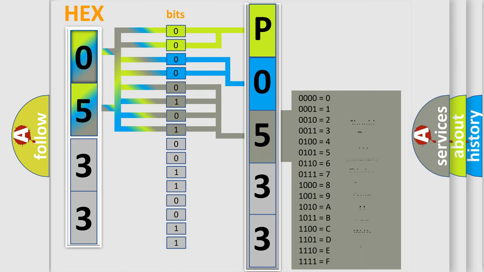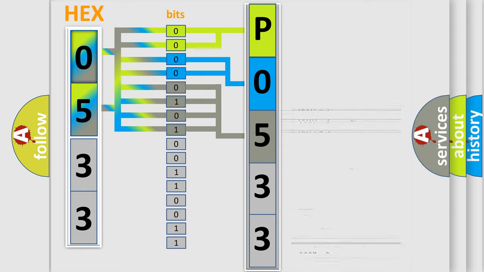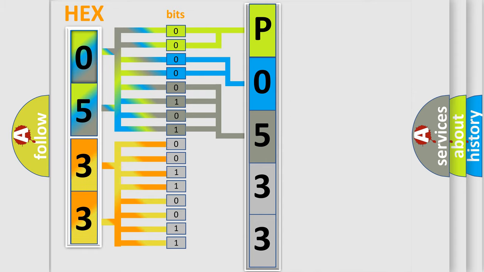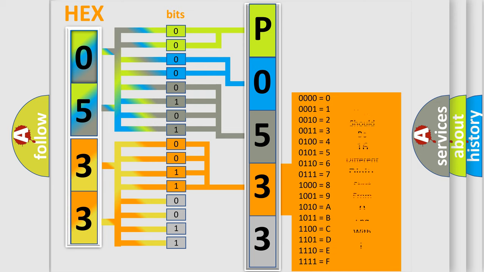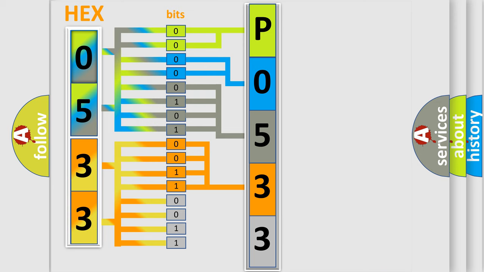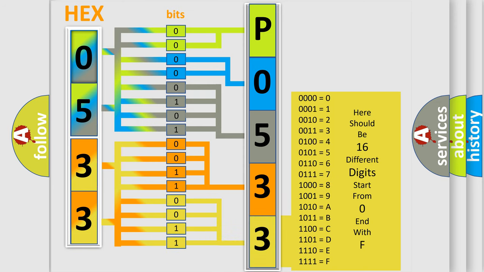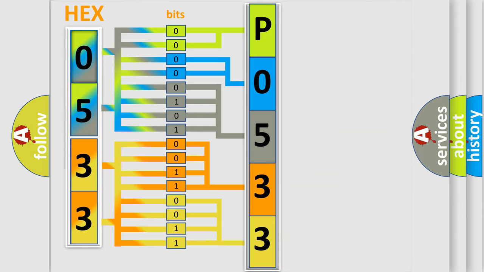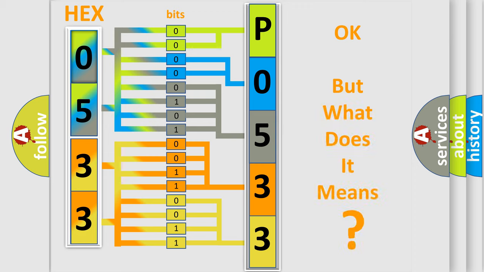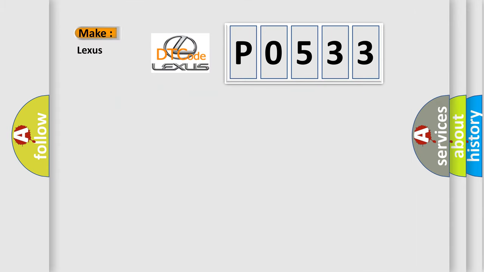The second byte is composed of a combination of 8 bits. The first 4 bits determine the fourth character of the code, and the combination of the last 4 bits defines the fifth character. A single byte conceals 256 possible combinations. We now know in what way the diagnostic tool translates the received information into a more comprehensible format. The number itself does not make sense to us if we cannot assign information to what it actually expresses. So, what does the diagnostic trouble code P0533 mean specifically for Lexus?